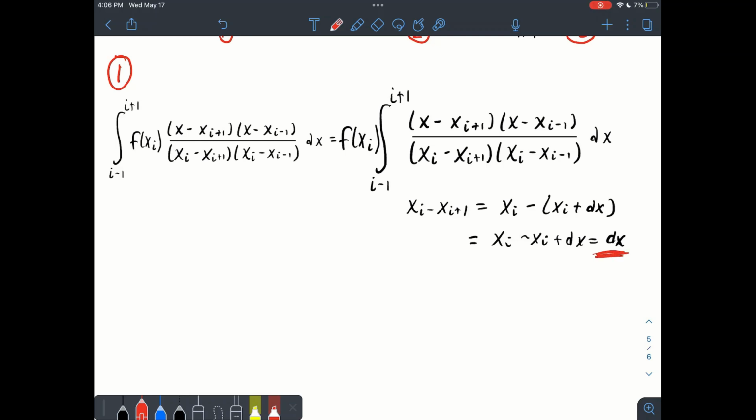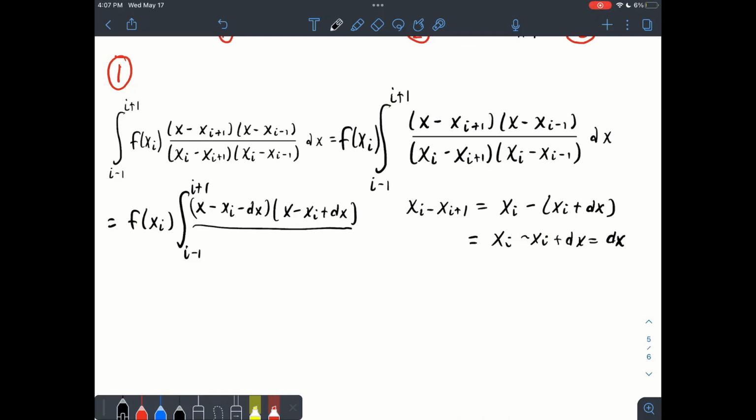We're going to repeat this process a lot when we're doing these integrals. We're going to have 6 different places where we're going to need to do this sort of analysis. So let's take a look. Let's rewrite with just dx's. We're going to have f of xi, integral from i minus 1 to i plus 1 of, let's simplify the top, x minus xi minus dx times x minus xi plus dx, if you're keeping track of the signs there.